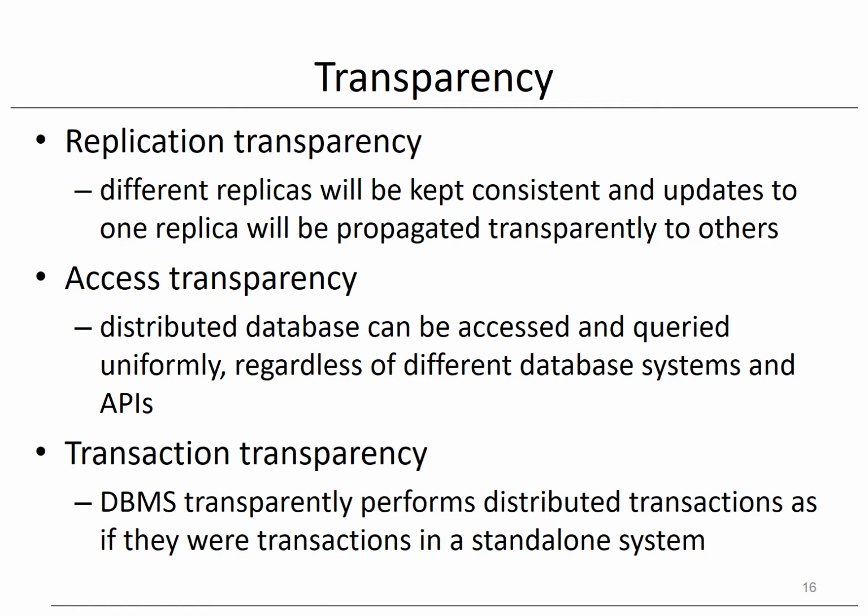A last type of transparency is transaction transparency. There, the DBMS transparently performs distributed transactions involving multiple nodes as if they were transactions in a standalone system.